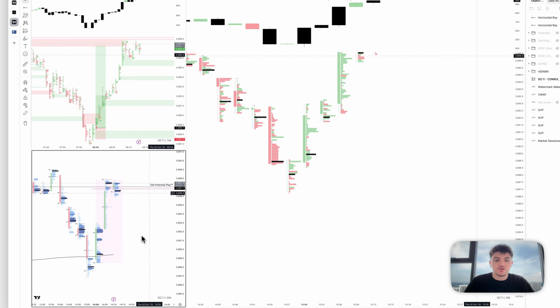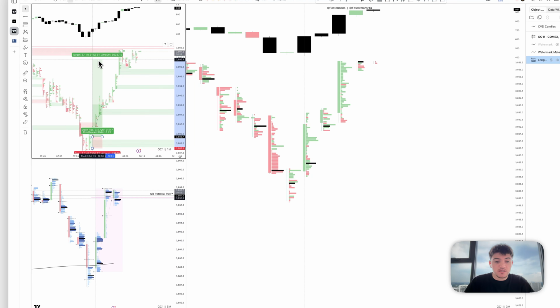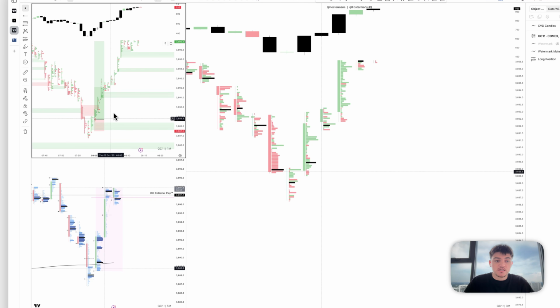We're looking at this. Where is your target? Well, your target could be right at this level. I usually like to do just one tick below this level, just in case we get front run.